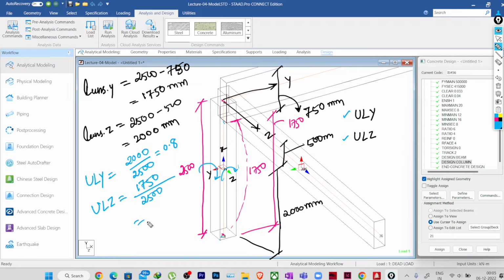1750 divided by 2500. So it will be 0.7. Okay, so this ULZ, ULY parameter we need to assign in the design parameters, so that the software can calculate the minimum eccentricity moment properly.